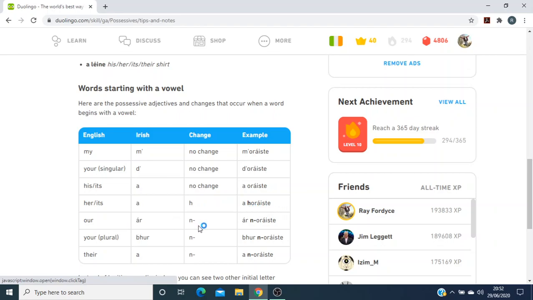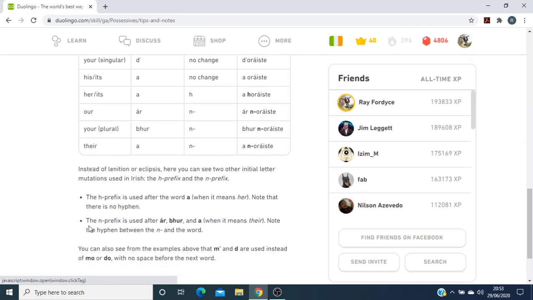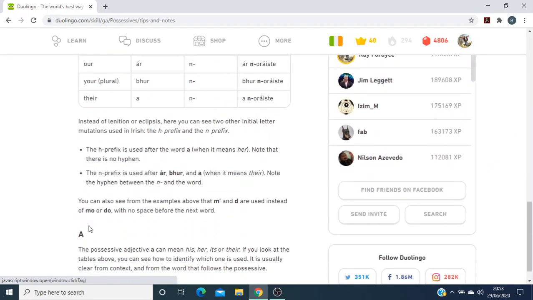Ours, ár plus n, ár n-oráiste. Your plural is bhur plus n, bhur n-oráiste. So basically whenever it's a plural and a vowel is involved, you use n. The only thing to watch for is when her or its, when the its is referring to a feminine noun, is an h. So that's the only one you really have to watch out for. Oh, it's complicated, but just keep practicing, you'll get the hang of it, as I will eventually.